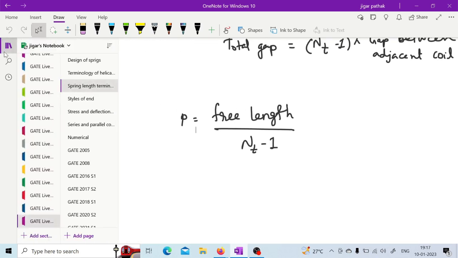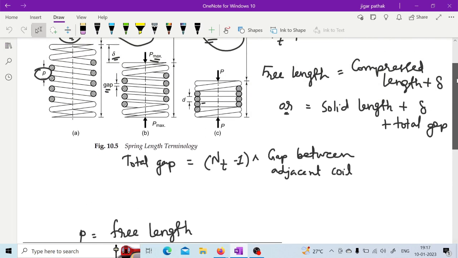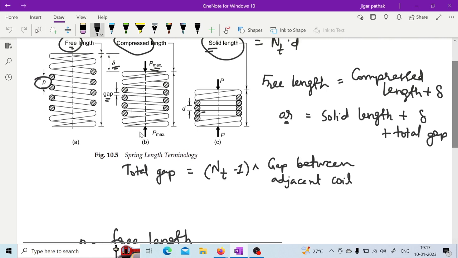Excuse me, sir. Yes. Please, can you explain that total gap is equal to nt minus 1 into gap between adjacent coils? See, in case of the total gap, as you can see here in this figure b, it will be the total number of turns minus 1 into the gap, right? Because whatever total number of turns we have, if you number the turns 1, 2, 3, 4 and so on, up to here, what will be the gap? It will be 4 minus 1 into the gap, that is 1, 2 and 3. So for example, it will be nt minus 1 into the gap between adjacent coils. Are you getting it? Yes, sir. Right, so like this you can define it.